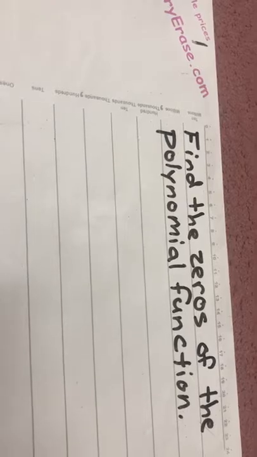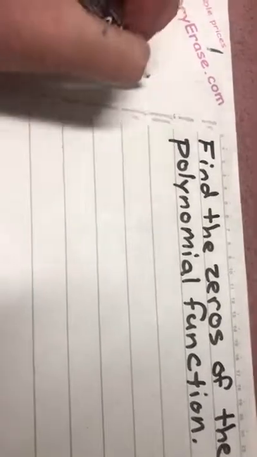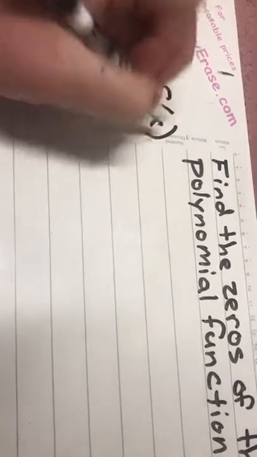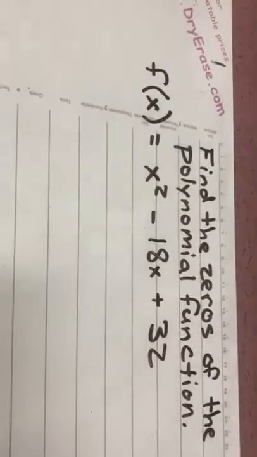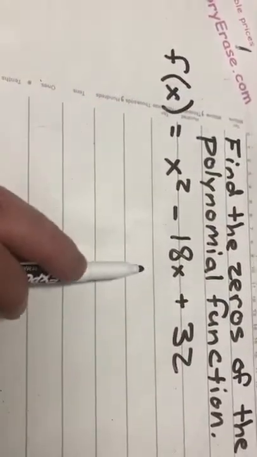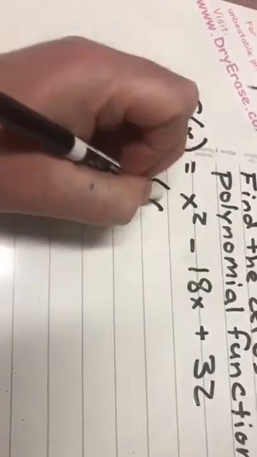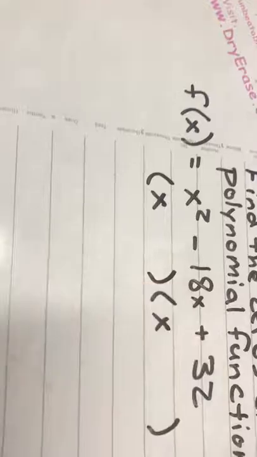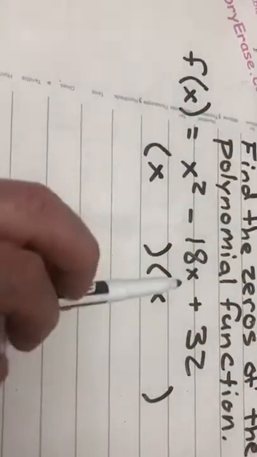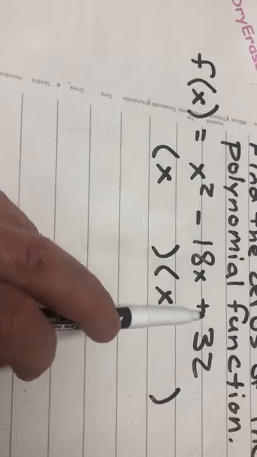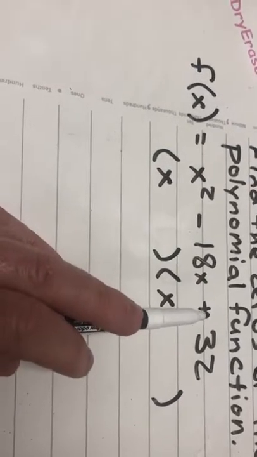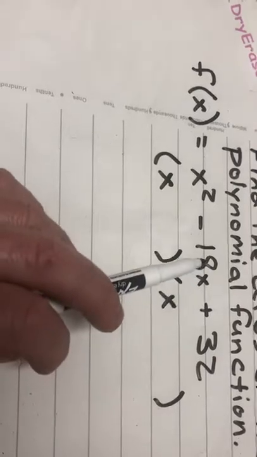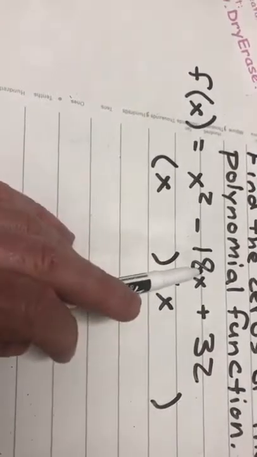So when I look at the first one, let's say that the function of x, written as f of x, equals x squared minus 18x plus 32. So the first thing I'm going to do is factor this like I have before. Now it's x squared, so I know it's going to be x and x. And so now what I'm looking for, remember, is two numbers that multiplied together equal a positive 32, and added together equal negative 18.